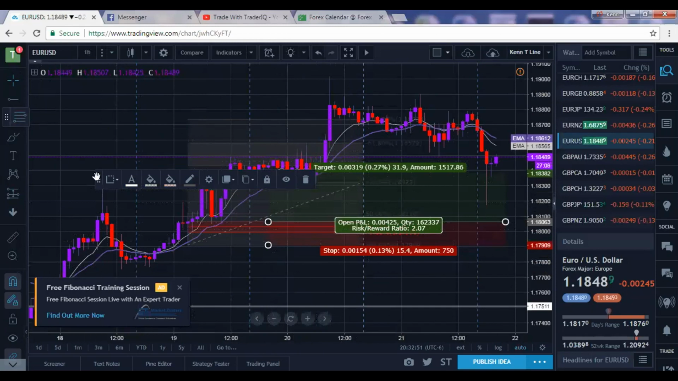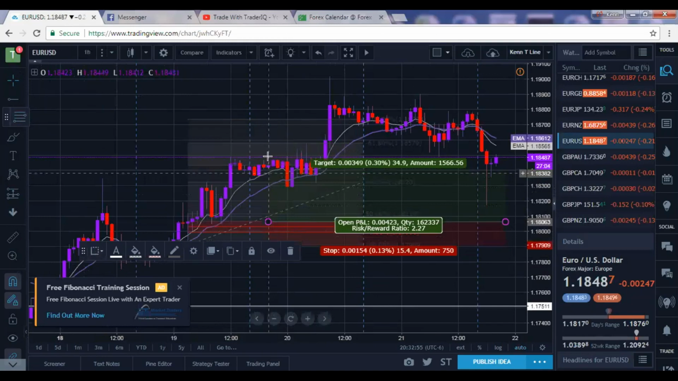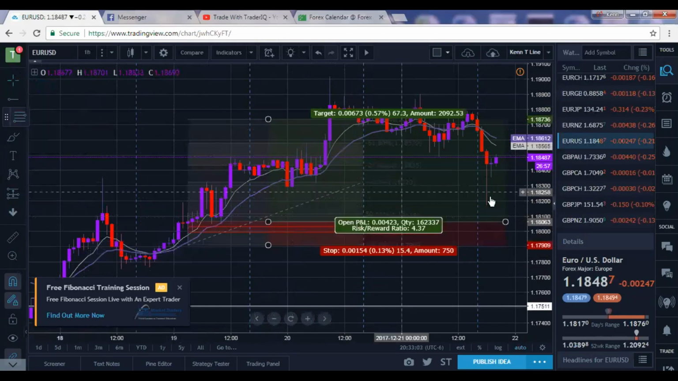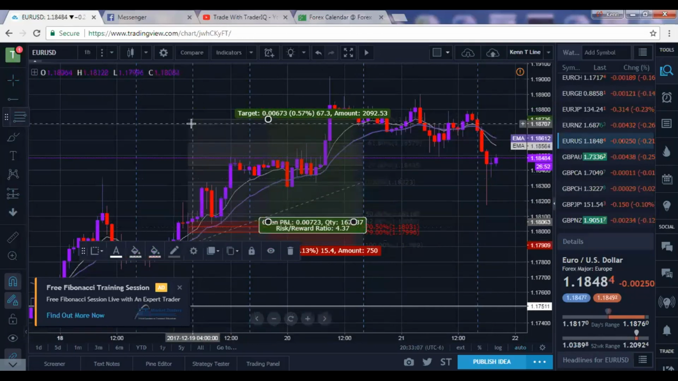Let me get this out of the way for a second here. And of course, we're going to be targeting the 200% level, which is right there. It's close enough. Okay. Get rid of this.